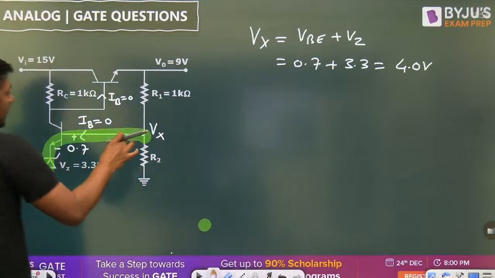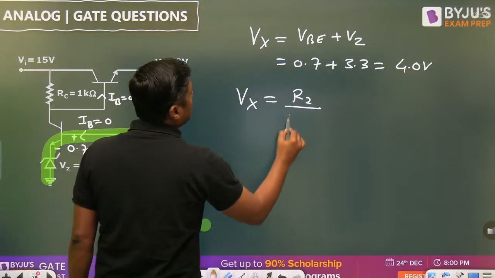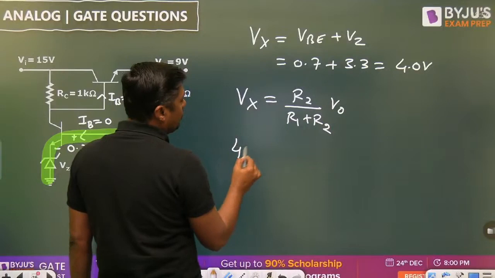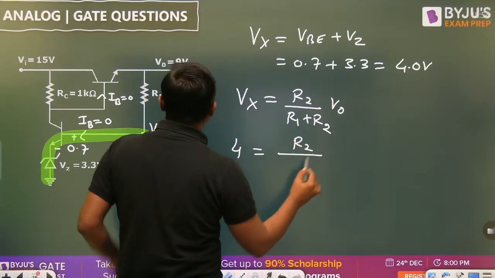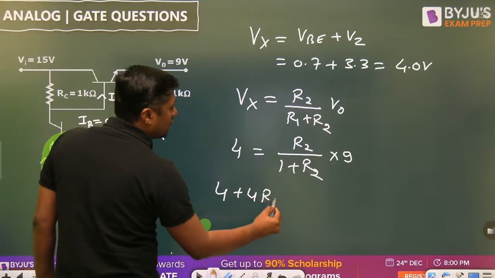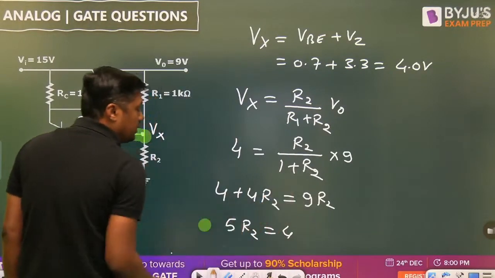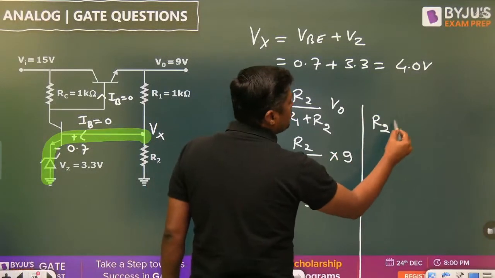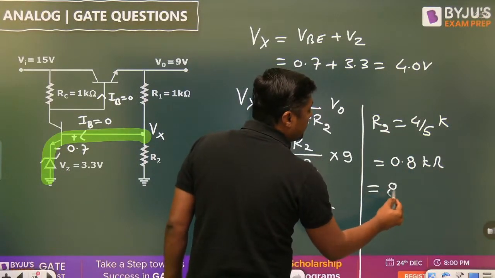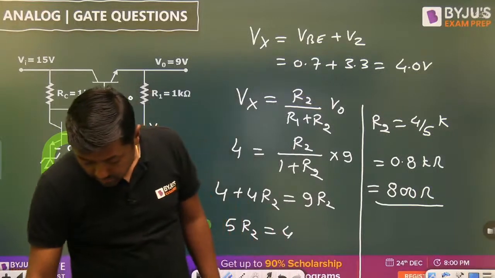Vx is 4 volt. So at this point, according to the voltage division rule, what is Vx in terms of V0? Vx will become R2 upon R1 plus R2 into V0. This is given as 4 volt. You have to find R2. What is R1? 1 kilo ohm. What is V0? 9 volt. 4 plus 4 R2 is equal to 9 R2. So 5 R2 is equal to 4. Right? What is R2? R2 is equal to 4 by 5 kilo ohm. 0.8 kilo ohm, multiplied by 1000. It is 800 ohm. Right answer. Yes, Murli, your answer is correct. 800 ohm.